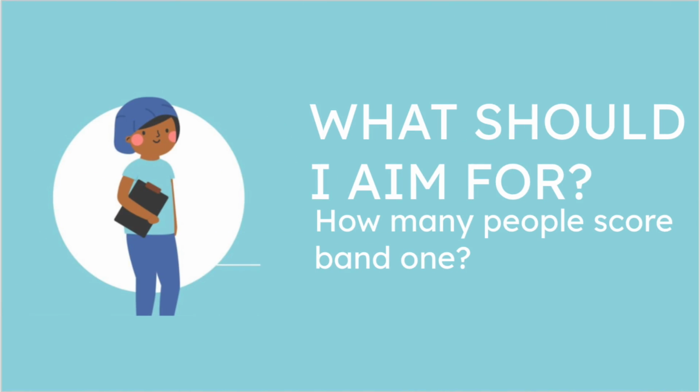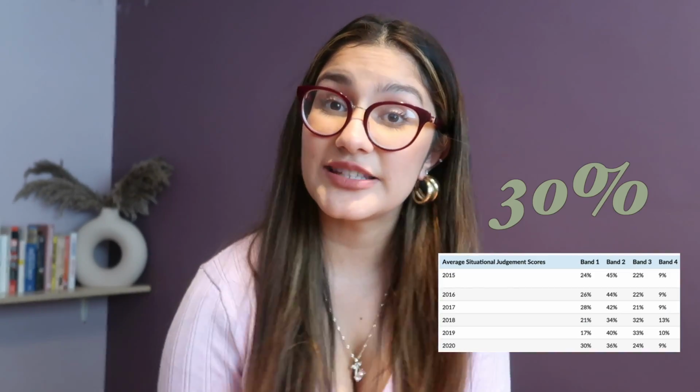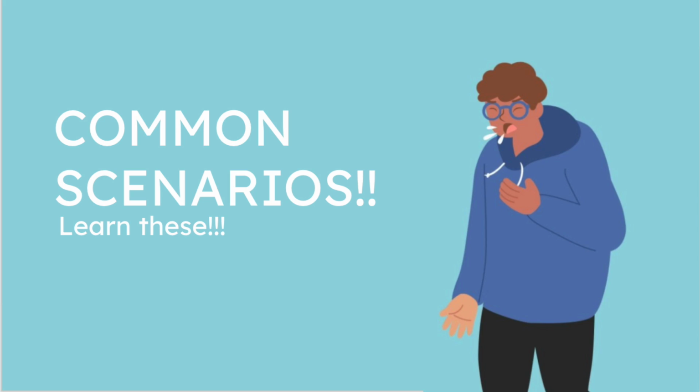I think it would also be really useful for you to know the average UCAT scores over the last few years, and in 2020 it was 30%, which is actually the highest it's been in a long time. A lot of these scenarios are based on the ethical knowledge section of this video, which I'll get to in a second, but I think it's really important to know these scenarios inside out, so you know exactly how to respond to them when they come up.